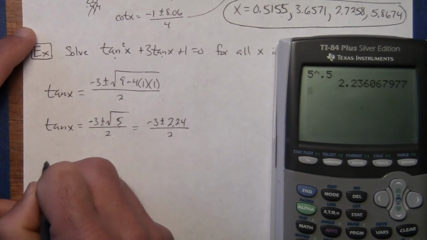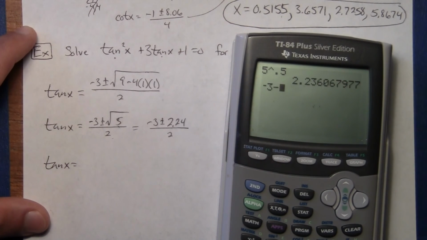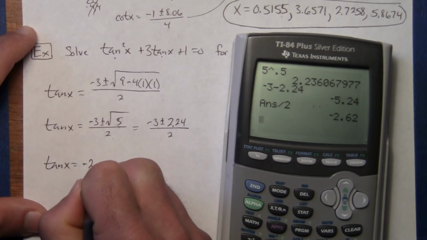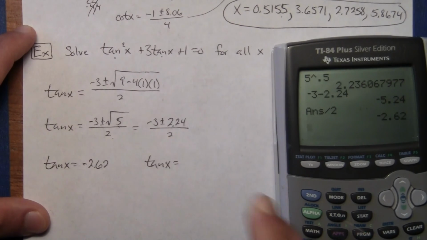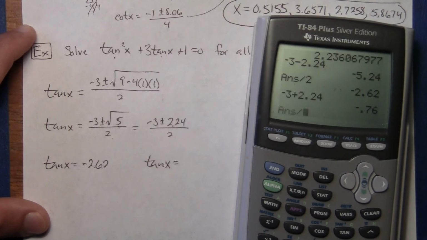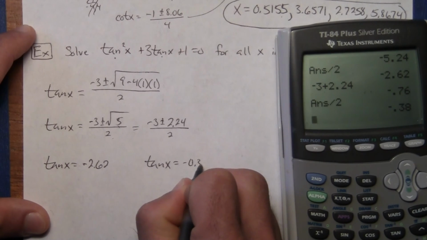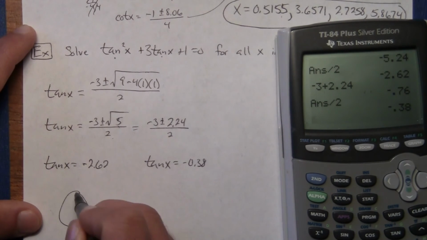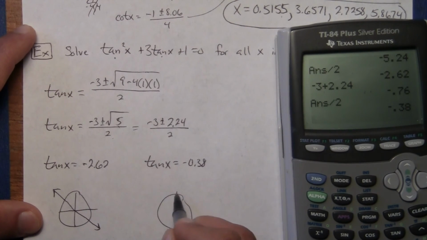over 2. And then I'm going to find both of these numbers, so I'll take negative 3 minus 2.24 divided by 2. Make sure you hit enter before you divide by 2. Negative 2.62 is one answer that I could get. The other one, if I added 2.24 and then divide by 2, I end up with negative 0.38. And so for both of these, when I draw my little unit circle, they are both going to be in the second and fourth quadrants because they're both negative.